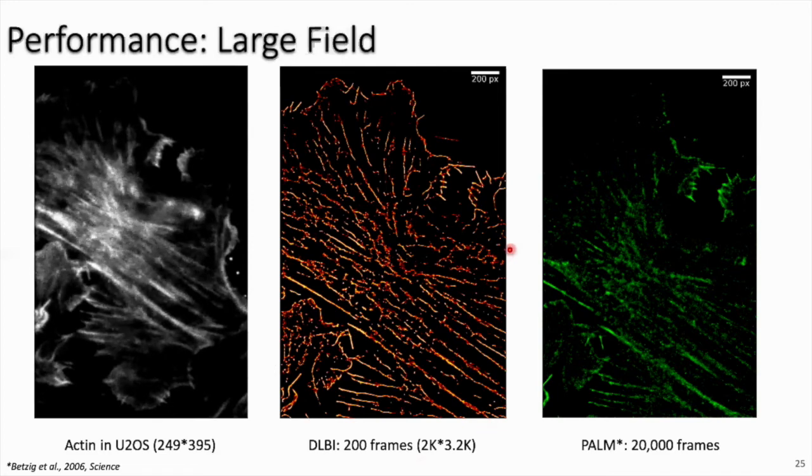So we compared our method against the PALM method, which is a Nobel Prize winning method. It limits the number of fluorescence proteins emitting light at the same time, so it requires much more frames to reconstruct structure. Although our method only used 200 frames, we can reach similar performance as the PALM method, which used 20,000 frames. Using fewer frames, we can protect the specimen and protect the cell.